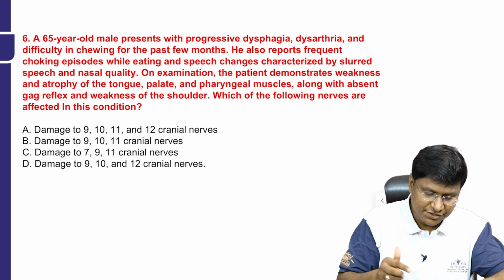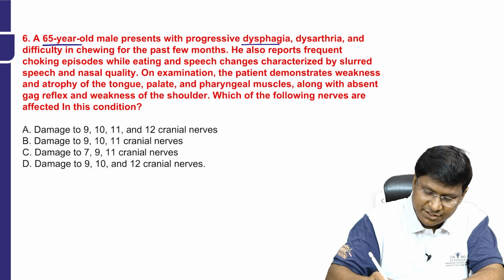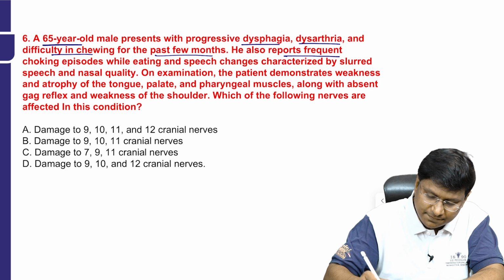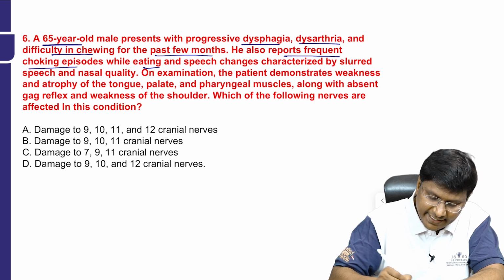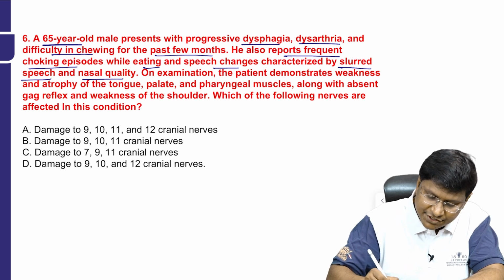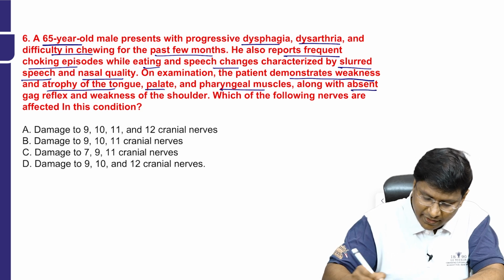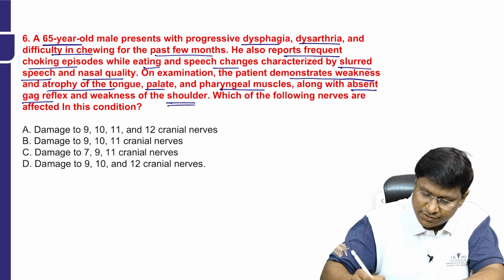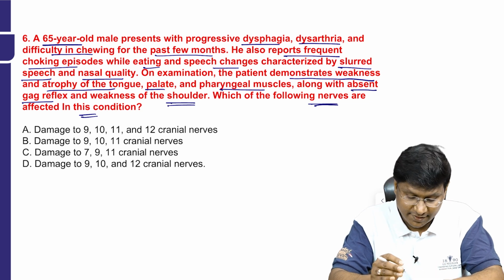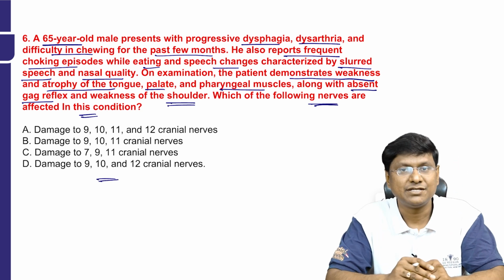So next question. We have a 65-year-old male presenting with progressive dysphagia, dysarthria, and difficulty in chewing for the past few months. He also reports frequent choking episodes while eating and speech changes characterized by slurred speech and nasal quality. On examination, the patient demonstrates weakness and atrophy of the tongue, palate, and pharyngeal muscles, along with an absent gag reflex and weakness of the shoulders. Which of the following nerves are affected in this condition? Damage to 9, 10, 11, 12 cranial nerves; damage to 9, 10, 11 cranial nerves; damage to 7, 9, 11; fourth option, damage to 9, 10, 12 cranial nerves.